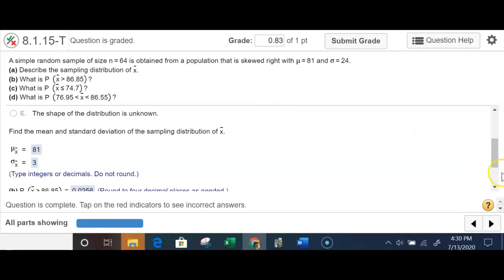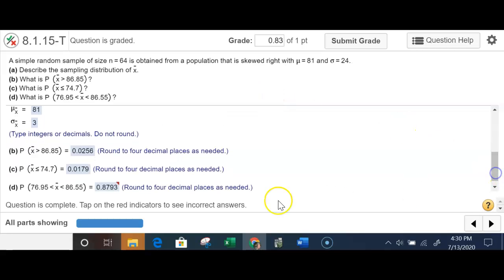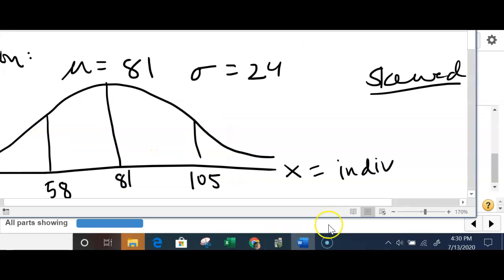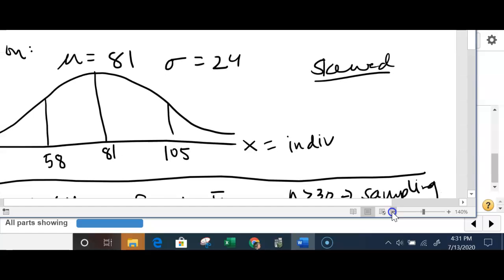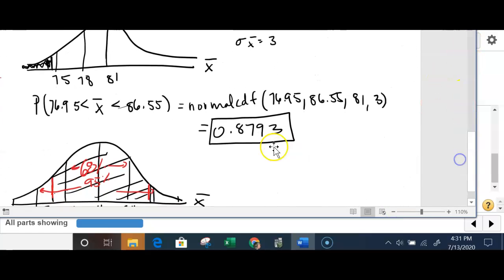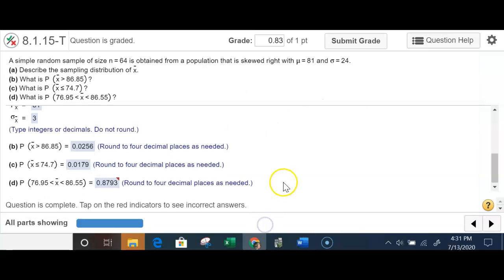So you can kind of see here, you got the first two answers correct. You did not get the middle answer correct. I'm not sure what you did to get that, but you can see it's 0.8793, which is what we got as our answer. See? Okay. So hopefully that helps you understand what is being asked of you, and you can interpret it better. Okay, good luck.